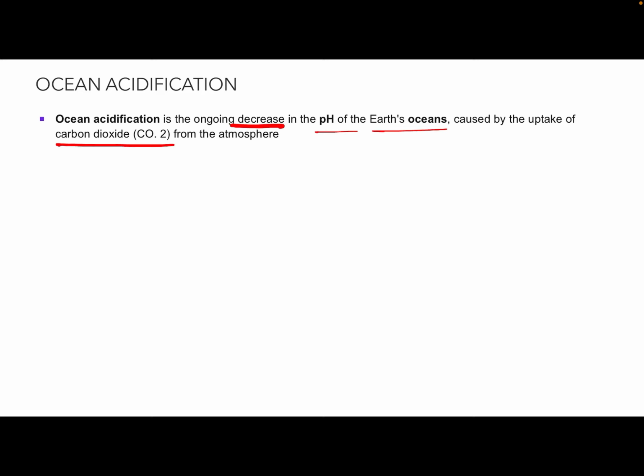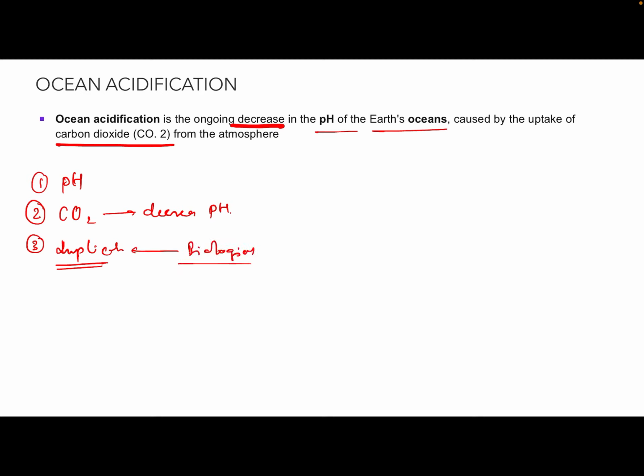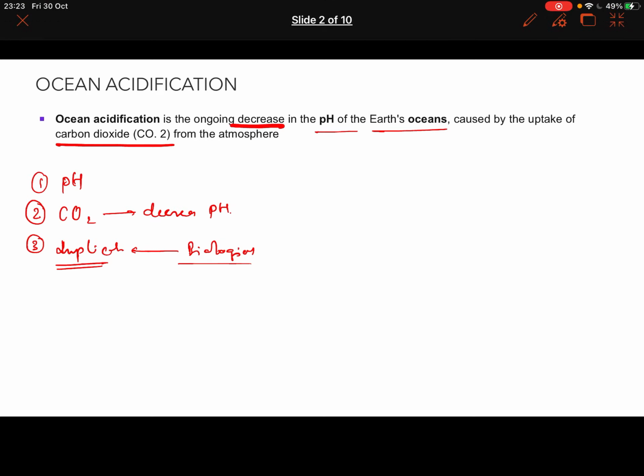So we will first understand what this pH is, then we will see how carbon dioxide is leading to a decrease in pH, and finally we will see what the implication of all this is. Though the process is fairly chemical in nature, its impact is biological. So finally we will see what is happening because of that.